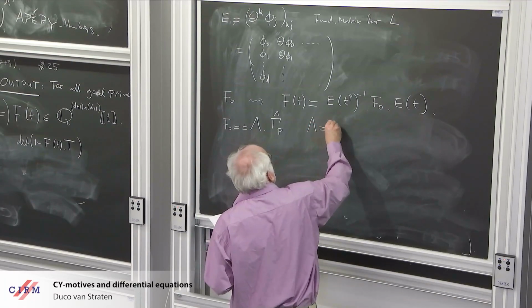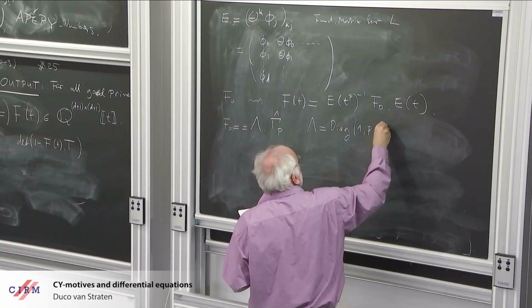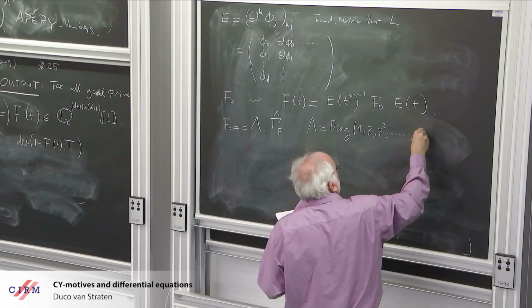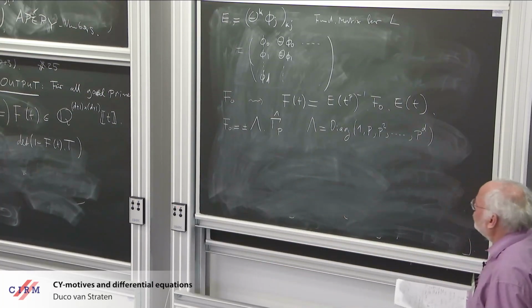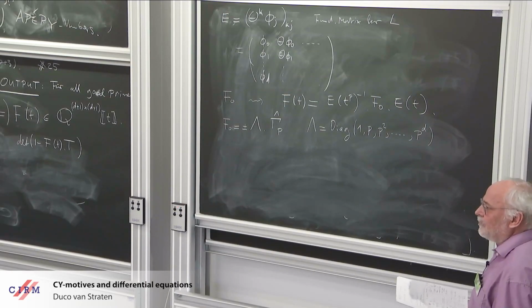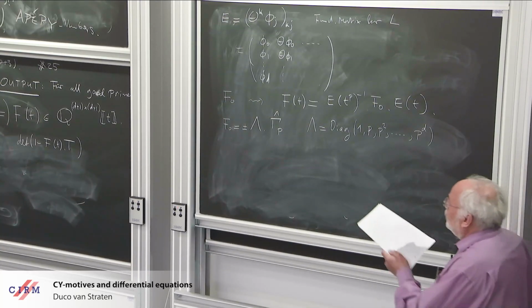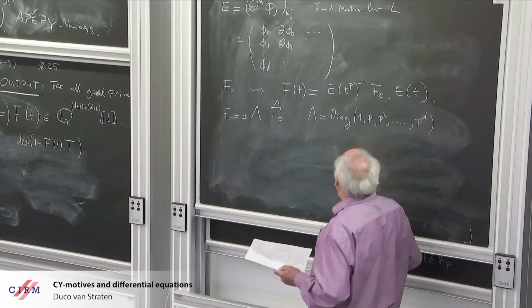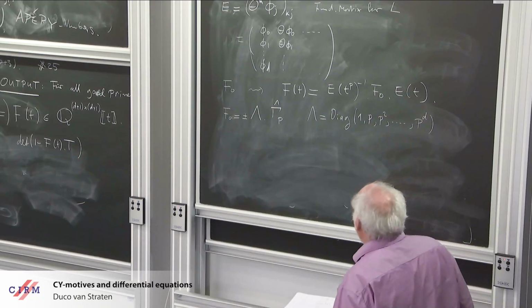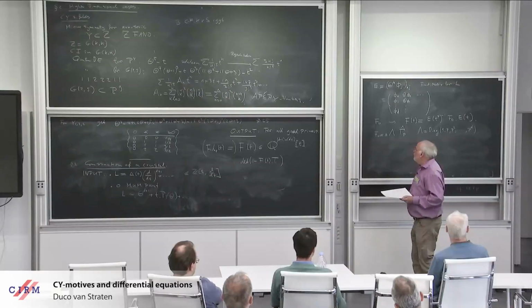F0 is lambda, where lambda is a diagonal matrix with all powers of p. So it's a d plus 1 cross d plus 1 matrix. For a one-dimensional thing, you get a 2 cross 2 matrix. For the Calabi-Yau threefold, you get a 4 cross 4 matrix. So the size is 1 bigger than the dimension d.